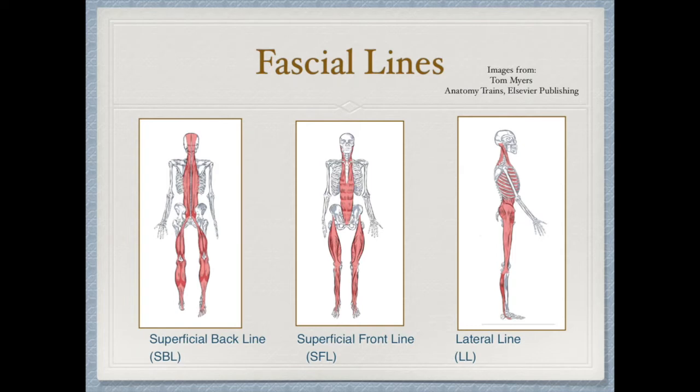So if you missed the first two videos on the superficial back line and superficial front line, go back and take a look at those because I talk about a number of details. So let's talk about the lateral line now. You can see in the far right image this fascial line known as the lateral line. It looks a lot like the gallbladder meridian.